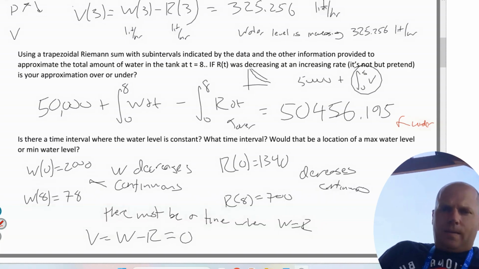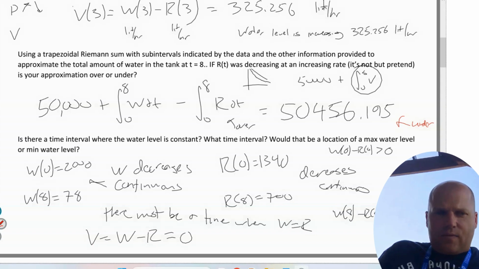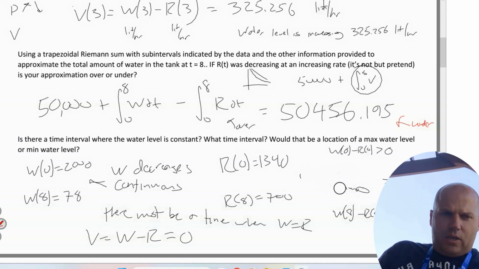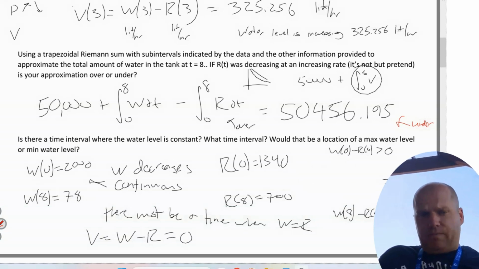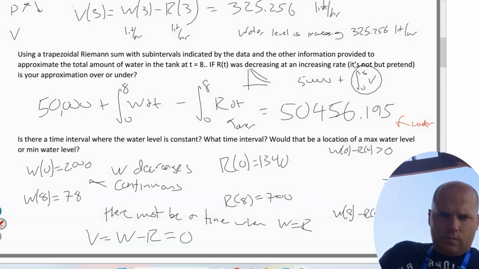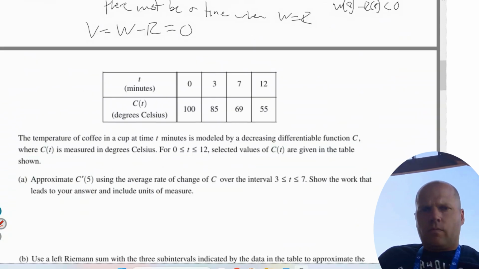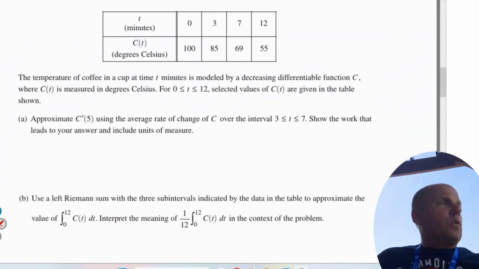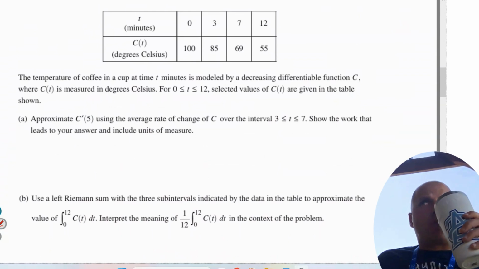You could look at W of 0 minus R of 0 is positive. W of 8 minus R of 8 is negative. Therefore, there is a time when W of t minus R of t equals 0. I like that. This is by the intermediate value theorem. Cool. This question was exactly from the 2024 free response.